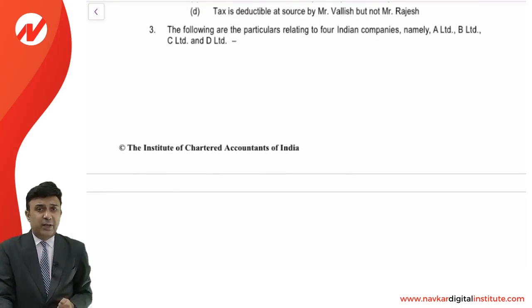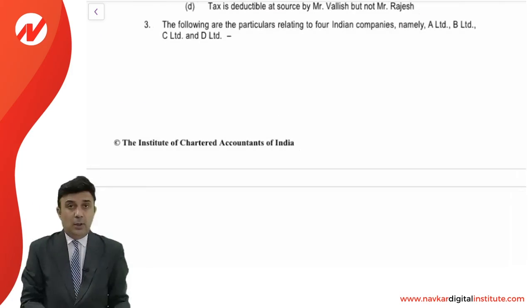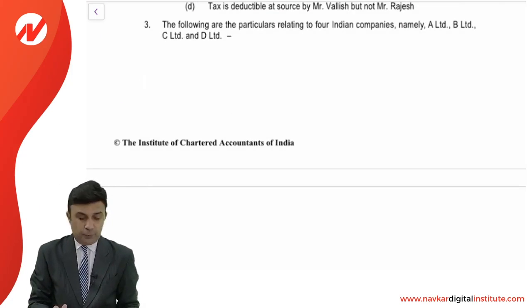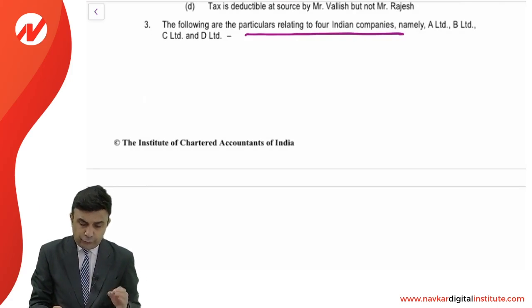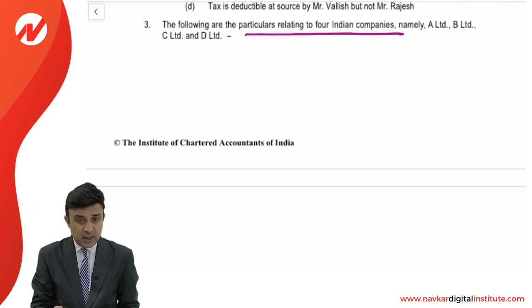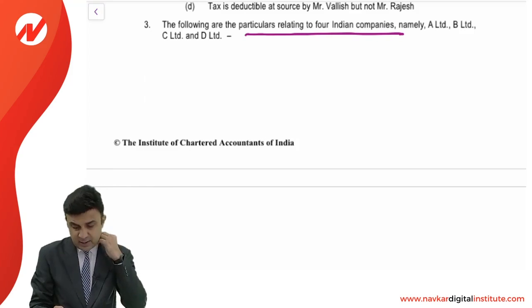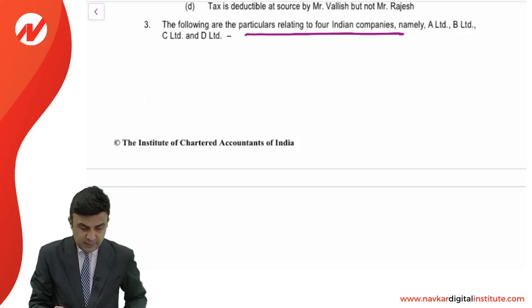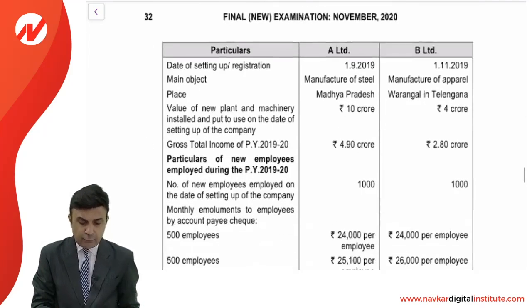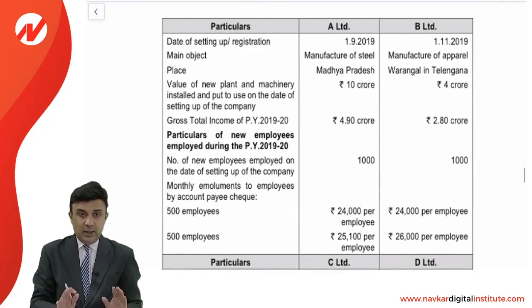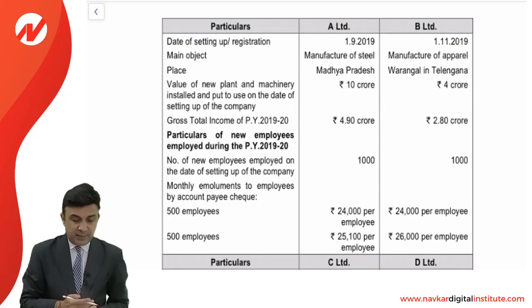Let's check the next one. Yeah friends, so let's have three now. The following are the particulars of 4 Indian companies, namely A Limited, B Limited, C Limited and D Limited. There are income details about 4 different companies given. Let's have A Limited and B Limited first.